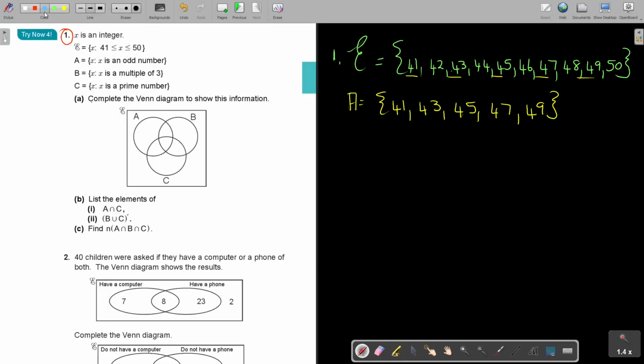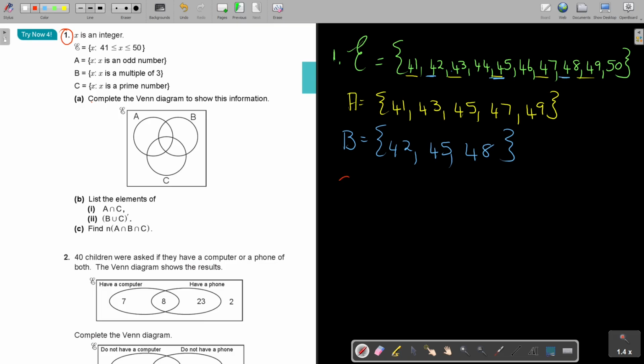Okay, so let's take another color and we do B. So it's the multiples of 3. Now, if I'm looking at the multiples, it's all that can divide. So it's going to be 42, and then it's going to be 45, and then it's going to be 48. It's almost like I add 3 every time. Okay, and then I'm going to look at the last one, C.